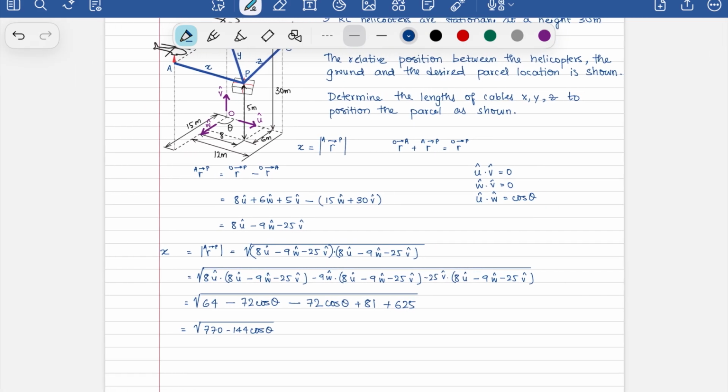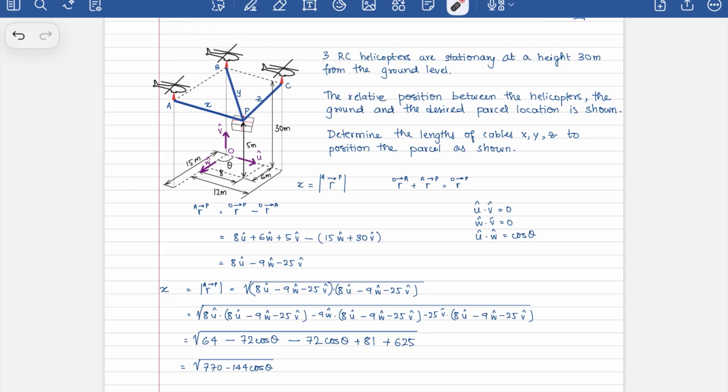A little bit of busy work, but as you can see, by simply defining a vector as we did, we are now able to calculate this distance x. And in this way, if you have the relative position of these helicopters and a target location, you can define what should be the cable extension so that you can achieve it for just this one helicopter. Now, to do it for y and z, you can pause the video and try it yourself. I highly recommend doing that because I'm just going to show you the answer now.